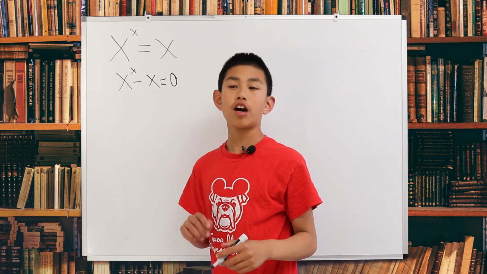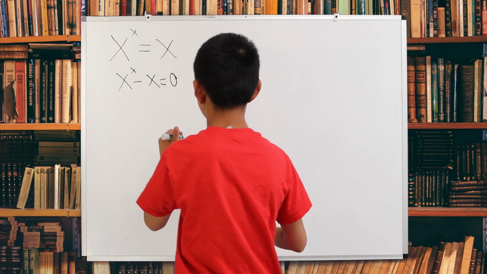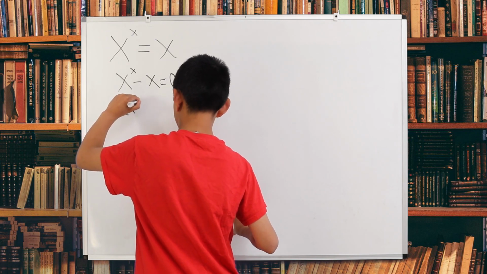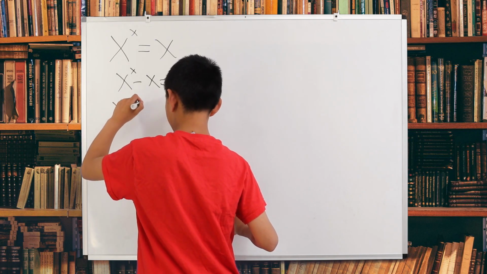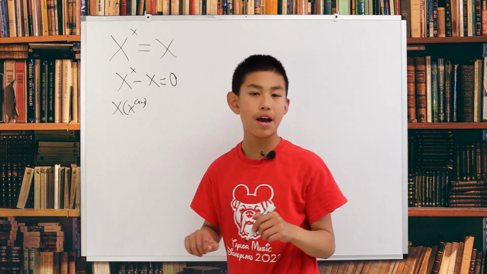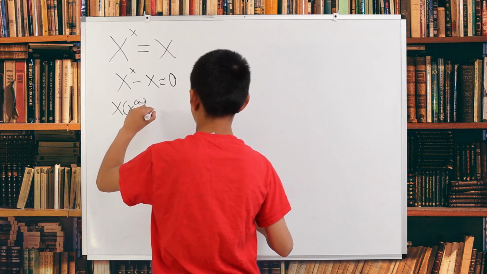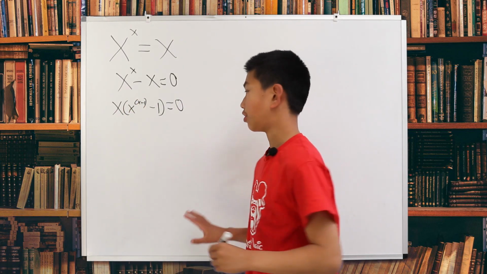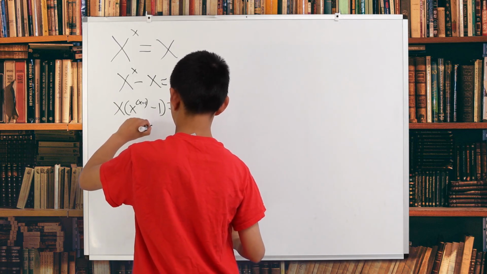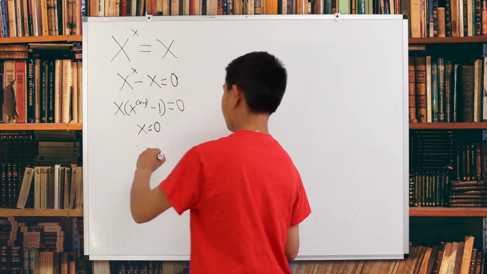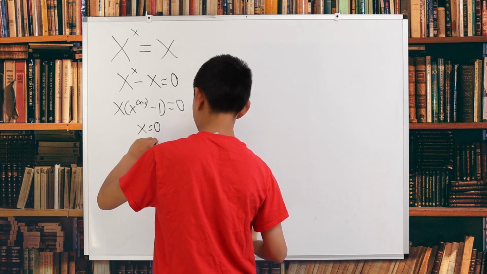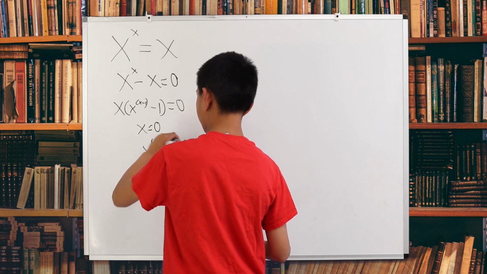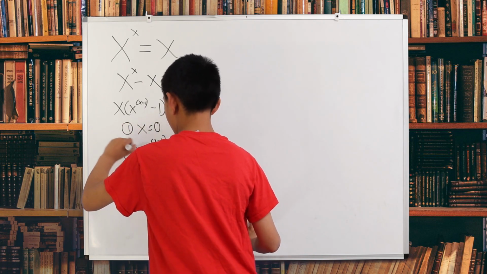Now we can take out a factor of x and put this in parentheses. So x times (x to the power of x minus 1), since you're multiplying it back with this x, and then this is just minus 1, is equal to 0. Now we have two solutions here. The first one where x is 0, and the second one where x to the power of x minus 1 is equal to 0. This is our first, and this is our second.